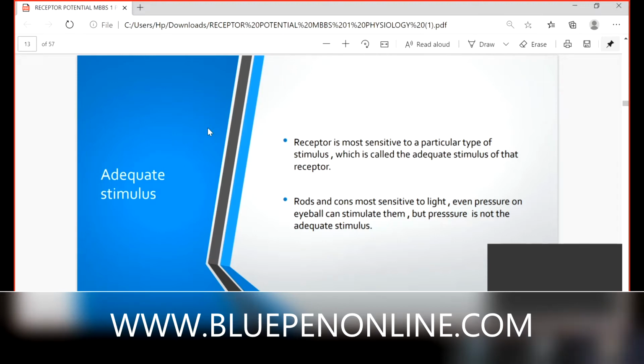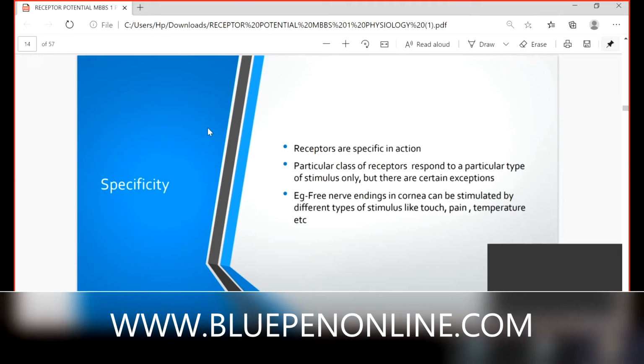Now, the specificity. Specificity means the receptors are specific in action. A particular class of receptors will respond to only a particular type of stimulus. There are exceptions, but usually they are very highly specific. That is, they will respond only to their type of stimulus. An example for the exception is the free nerve endings in the cornea. They can be stimulated by different types of stimulus like touch, pain, temperature, etc.